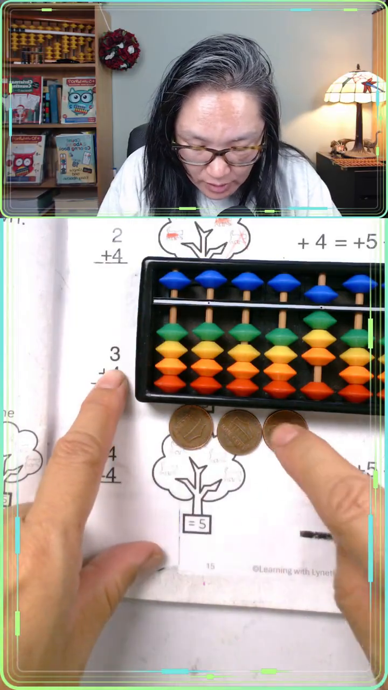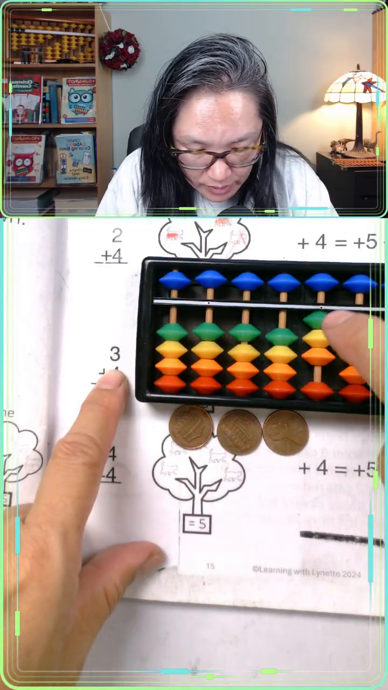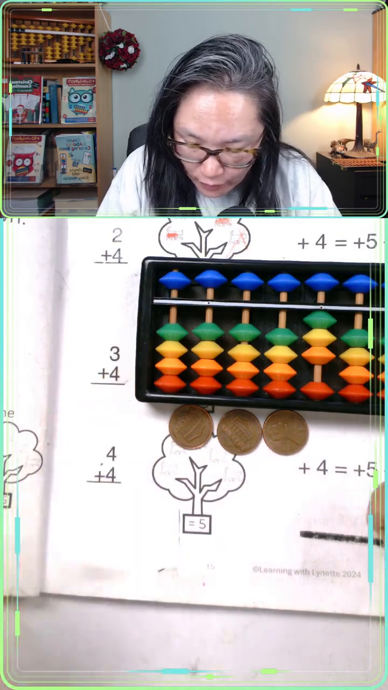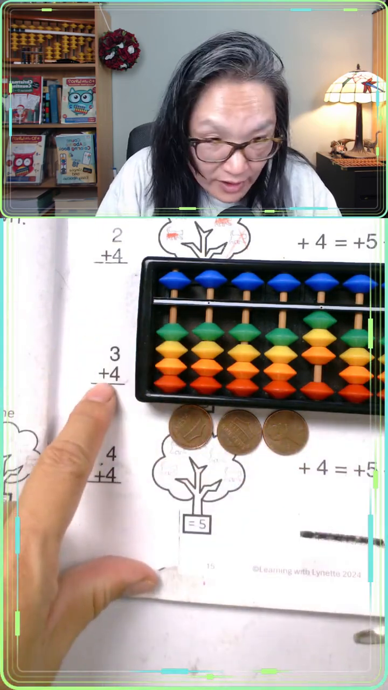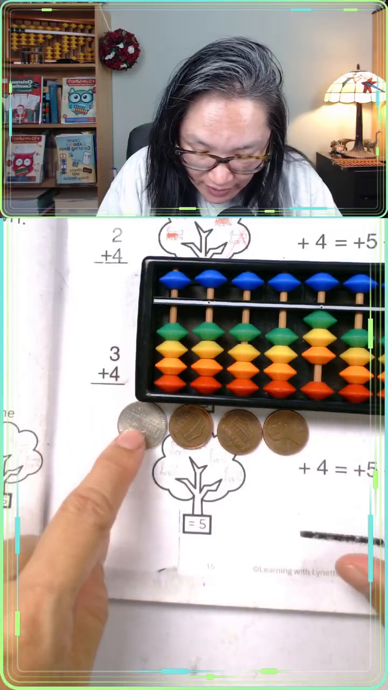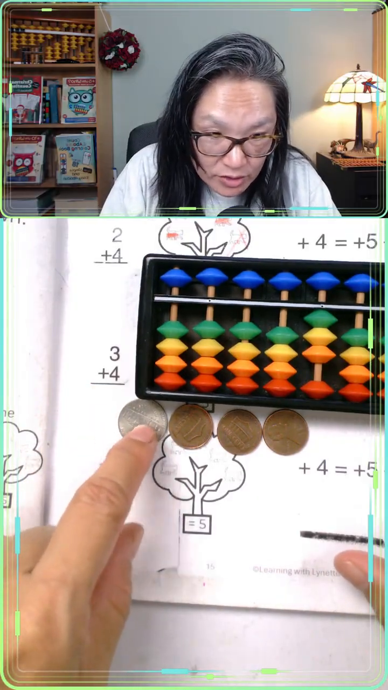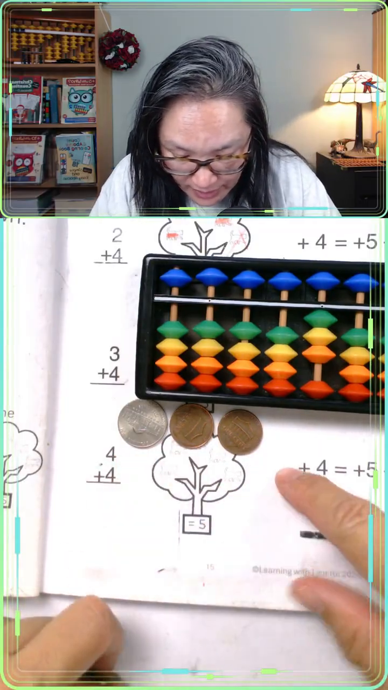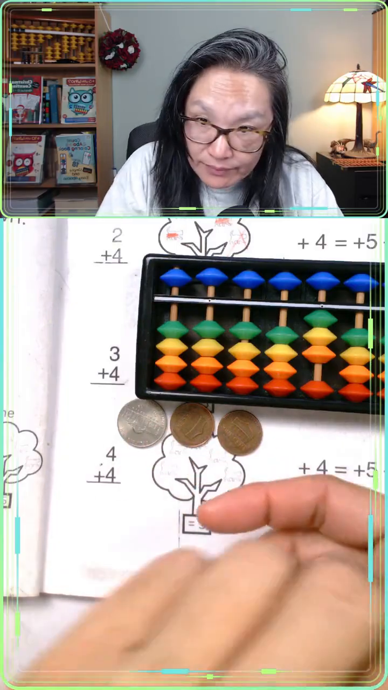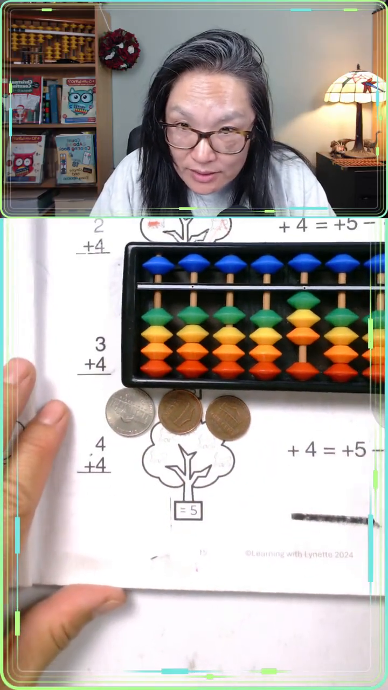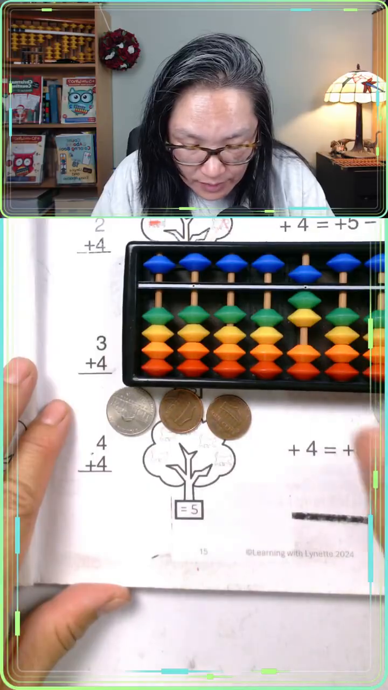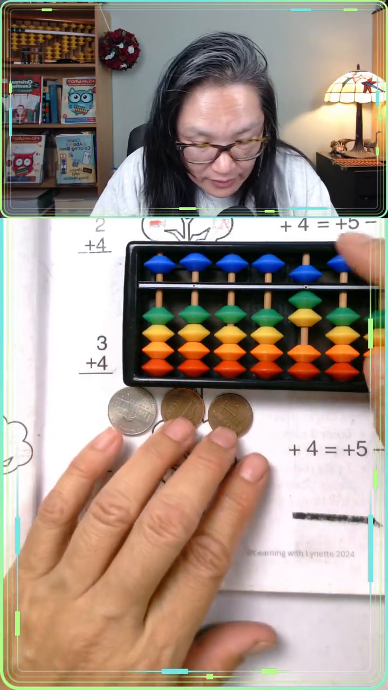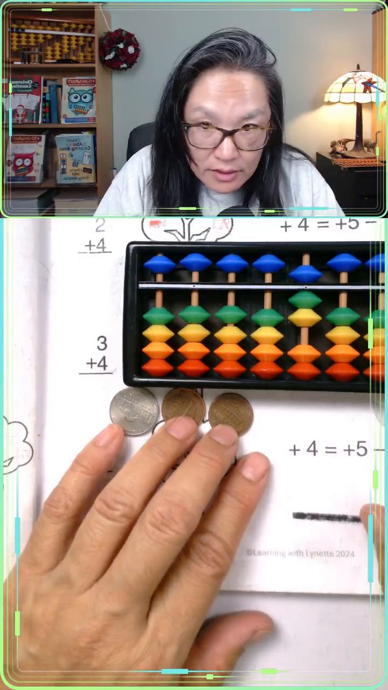Here, 3, 1, 2, 3. We're gonna add the 4. To add the 4, we don't have enough, so we're going to give you this 5. This 5 is too much. I need to take away 1. So my final answer is 7. 5, 6, 7. So I can show you again on my abacus. I add the 5, take away the 1. And so my final answer is 7. 5, 6, 7. Does that make sense?